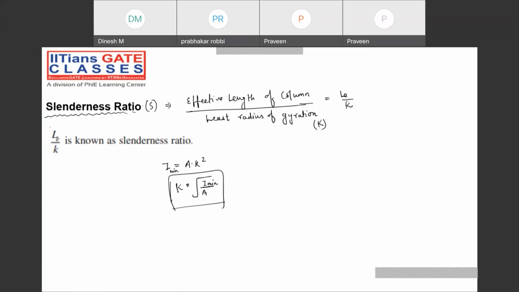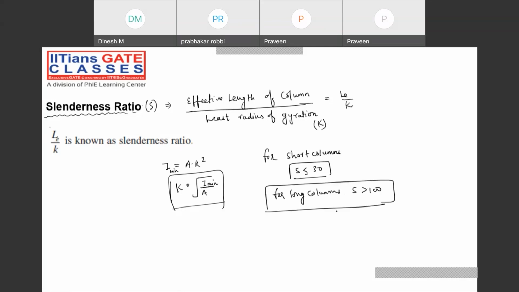Very, very important. Put down: for a short column, the slenderness ratio is less than 30. Then we say it's a short column. For long columns, the slenderness ratio will be more than 100. For medium columns, the slenderness ratio will be more than 30 and less than 100. That is called a medium column.